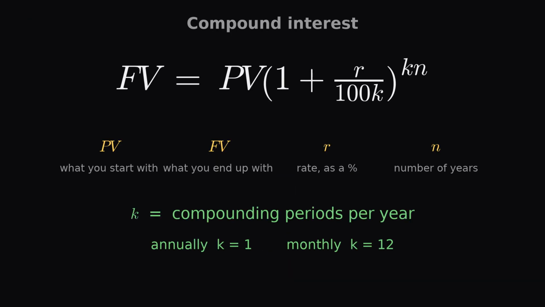Compound interest is a geometric sequence with a ratio bigger than 1, because the money grows. The next video is the same formula with the ratio below 1, depreciation.